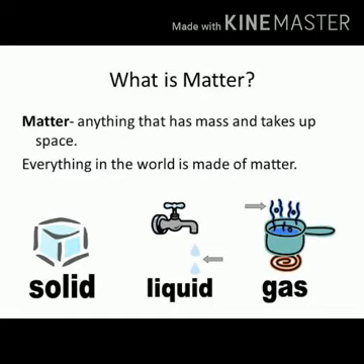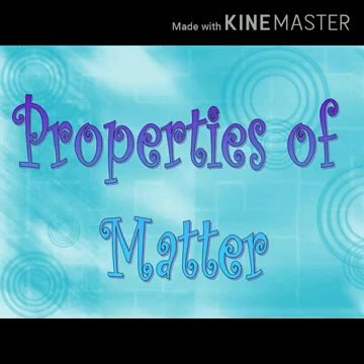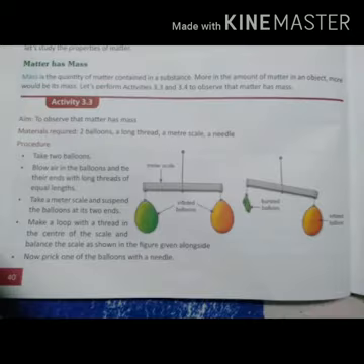Matter exists in three states: solid, liquid, and gas. Now we will discuss properties of matter. The first property we will discuss is that matter has mass. Mass is the quantity of matter contained in a substance. The more the amount of matter in an object, the more its mass.